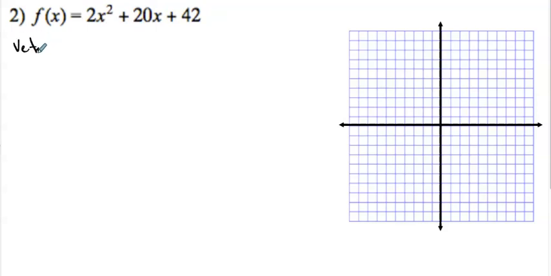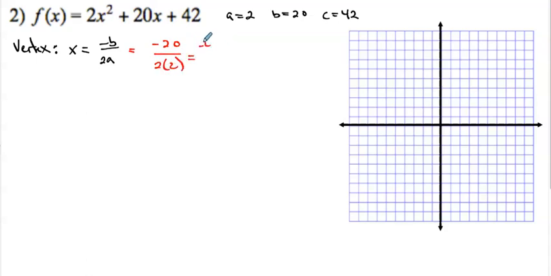So the vertex. I'm still going to find the x value of the vertex, so that's also going to be negative b over 2a. I'm going to identify my a as 2, my b is 20, and my c is 42. So this is negative 20 over 2 times 2, or negative 20 over 4, or negative 5. So the x coordinate of my vertex is negative 5, comma, something.